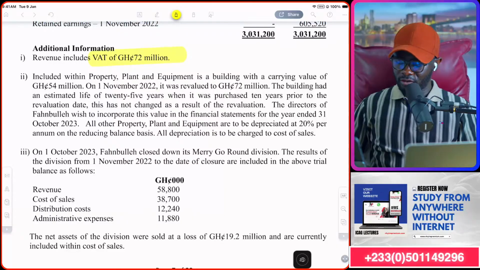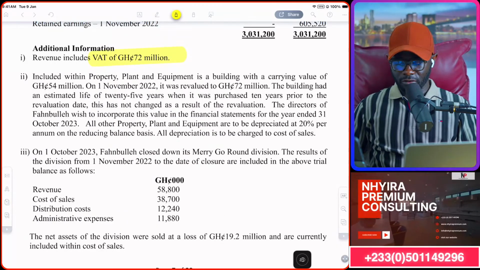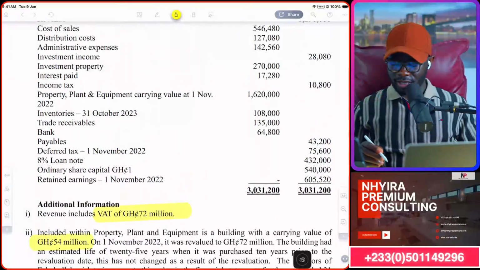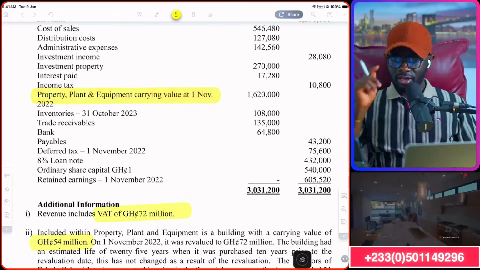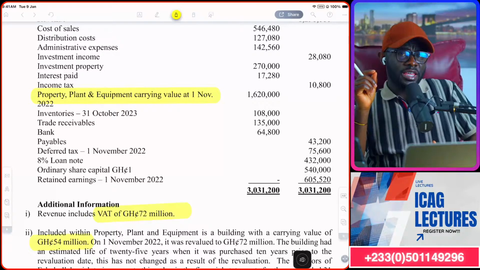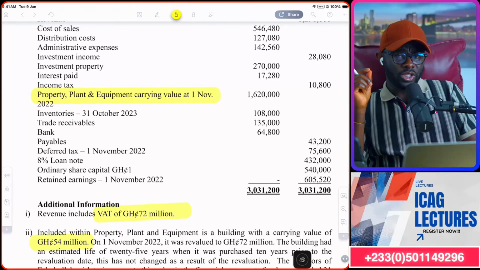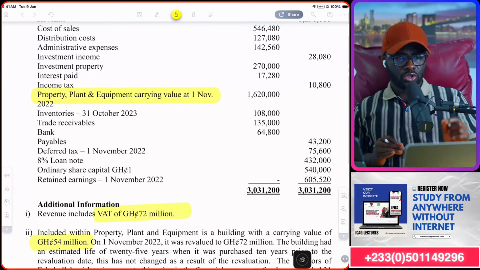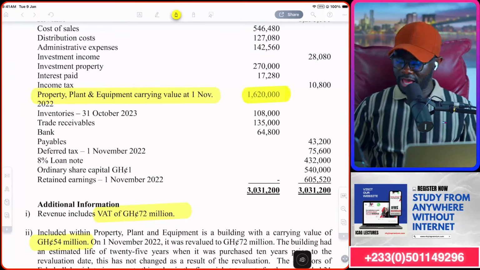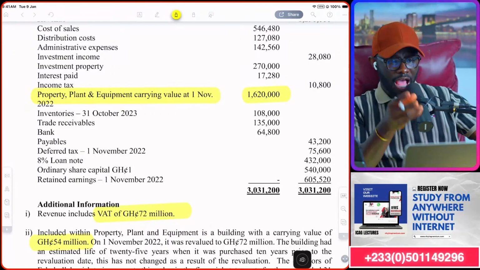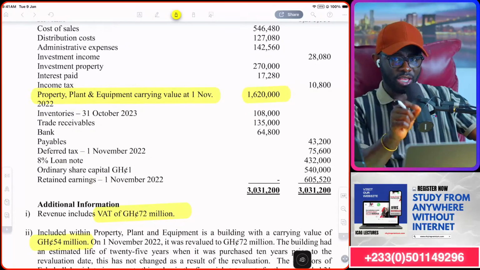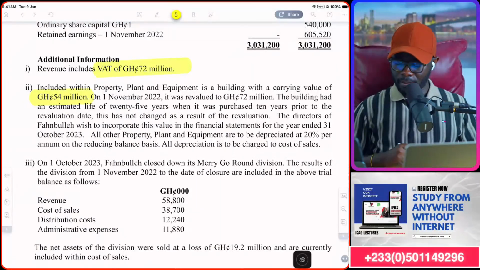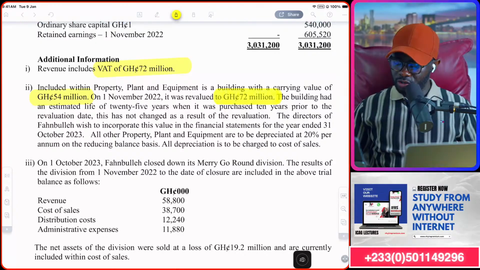Included in property, plant, and equipment is a building with a carrying amount of 54 million. So go back to the trial balance and you can see property, plant, and equipment at 1st November 2022. Now, if the year ends on 31st October 2023, then it starts on 1st November 2022. So 1st November 2022, what we are seeing here is the carrying amount of assets at that date, at the beginning of the year. On 1st November 2022, which is the beginning of the year, it was revalued to 72 million.